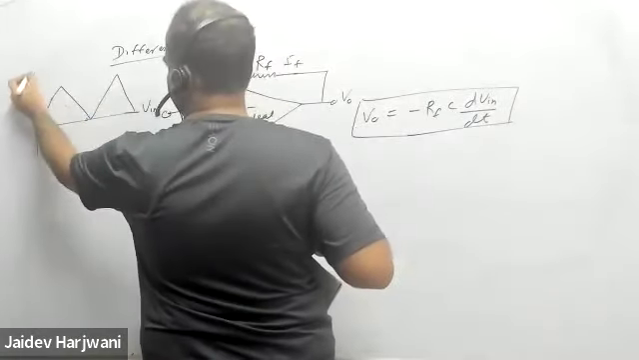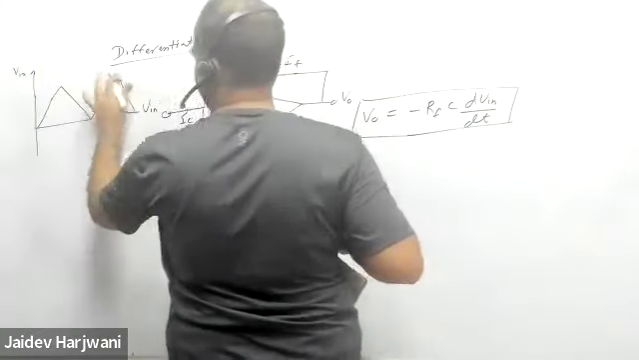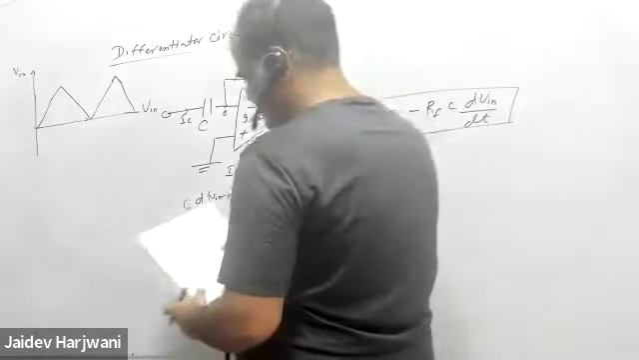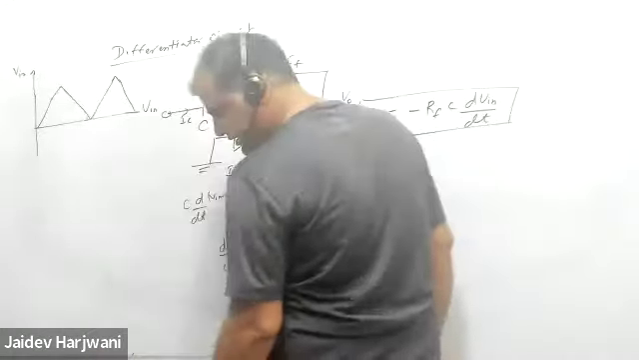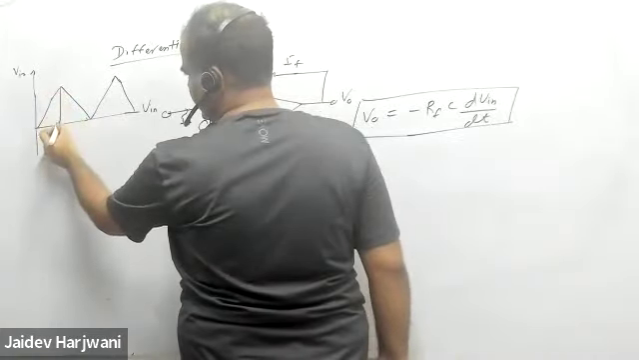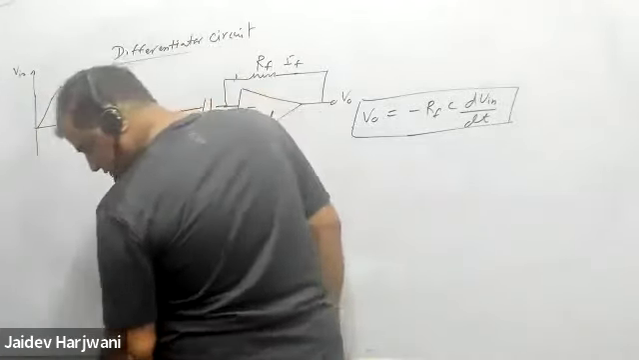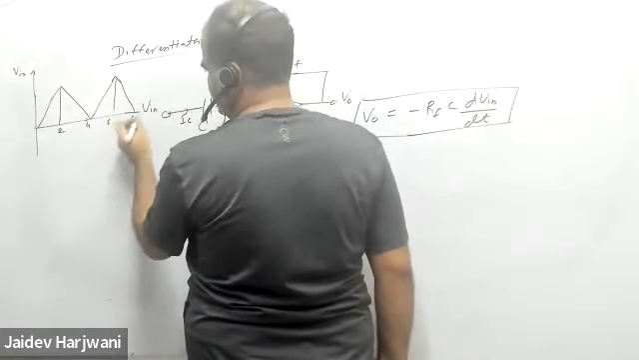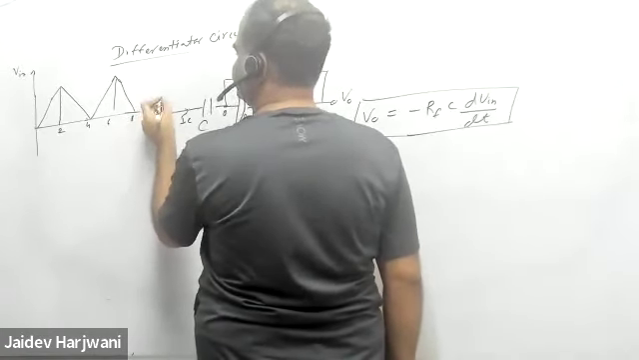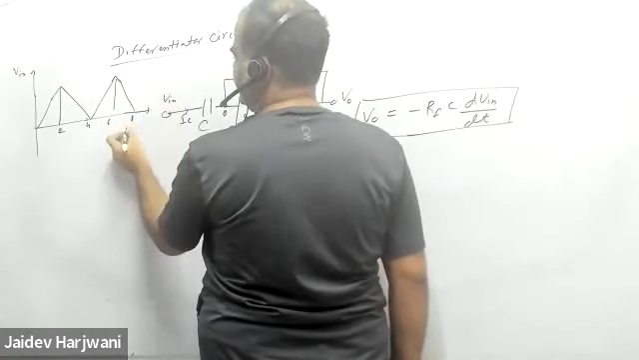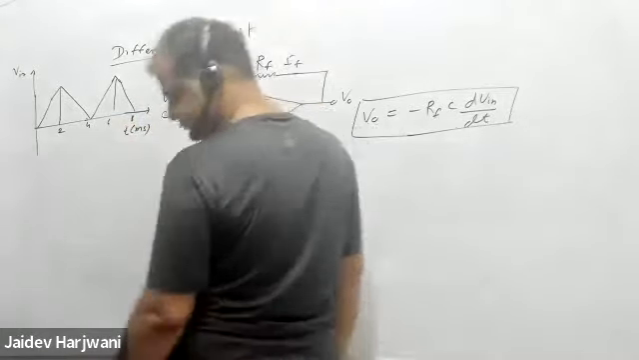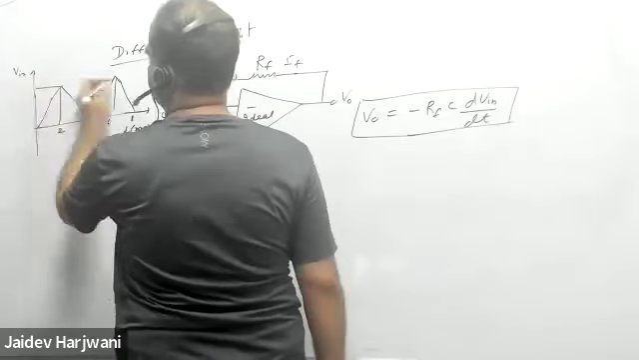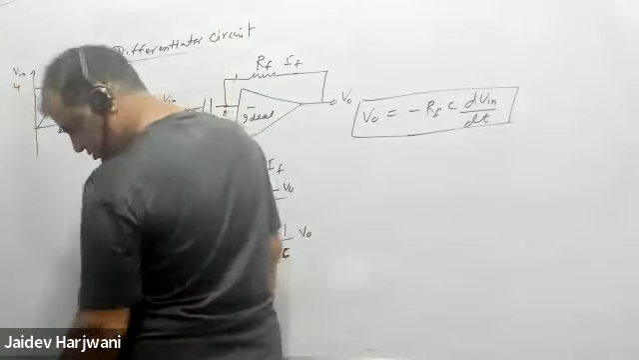A triangular wave is given as V input, with equal amplitude. The time period is given here in milliseconds: 0, 2, 4, 6, and 8. This is the time scale, and T is in milliseconds. The maximum output is 4 volts.